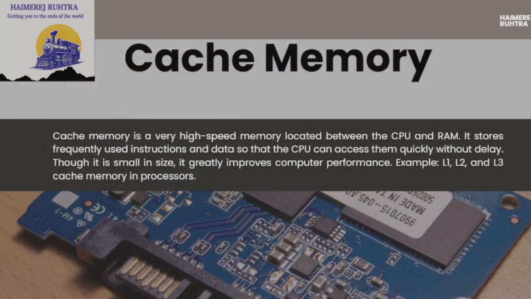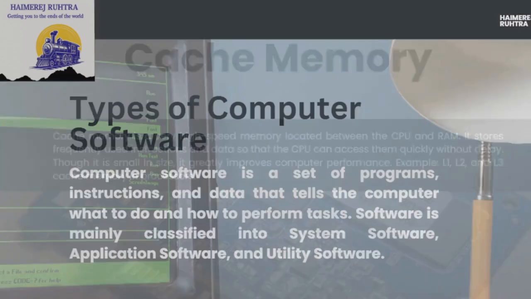Then you have the cache memory. Cache memory is a very high speed memory located between the CPU and the RAM. It stores frequently used instructions and data so that the CPU can access them quickly without delay. So for the CPU to access specific information or instruction, it stores the needed ones at a certain place, and that place is called the cache memory. It holds recently used instructions or information so the CPU can perform at a higher speed and retrieve them without delay.